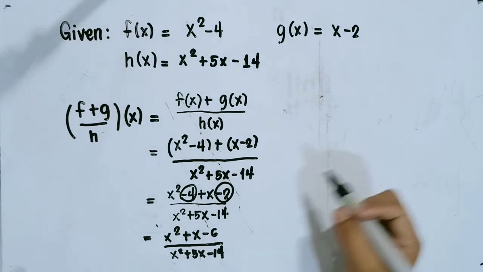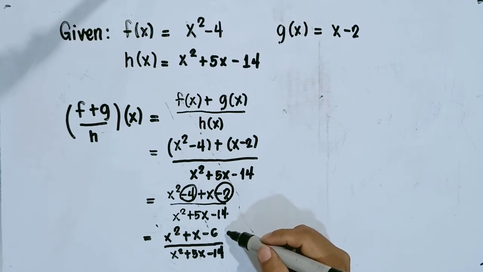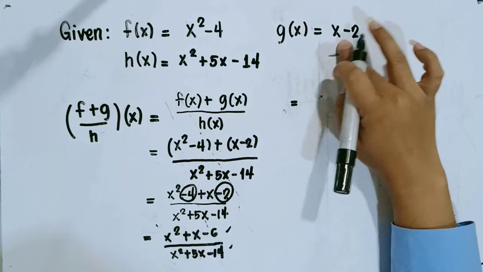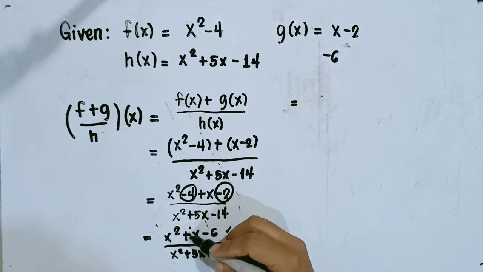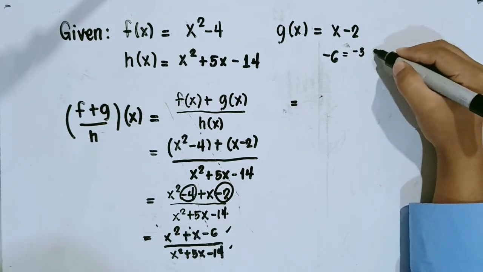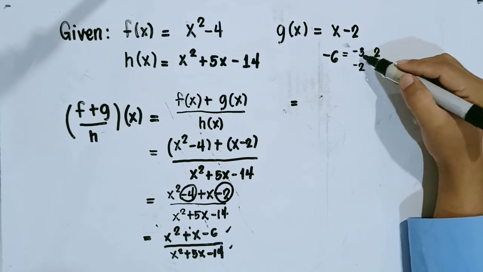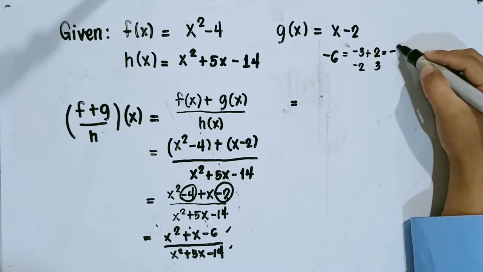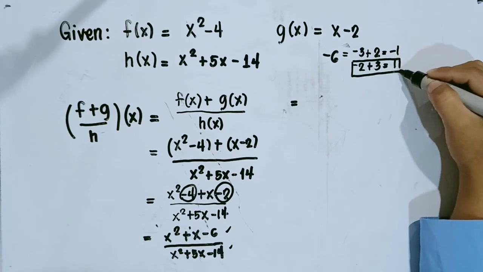Next is, we will check if this function is already in its simplest form. So what we will do is, we will find the factors of both the numerator and the denominator because they are quadratic functions. The factors of x squared plus x minus 6. You have to find the factors of negative 6, in which if you add, the result is positive 1 because there is 1 here. The possible factors are negative 3 and 2 and negative 2 and 3. Now, among these two sets of factors, which of them is, when you add, the result is positive 1? So negative 3 plus 2, answer is negative 1. Negative 2 plus 3, the answer is positive 1.